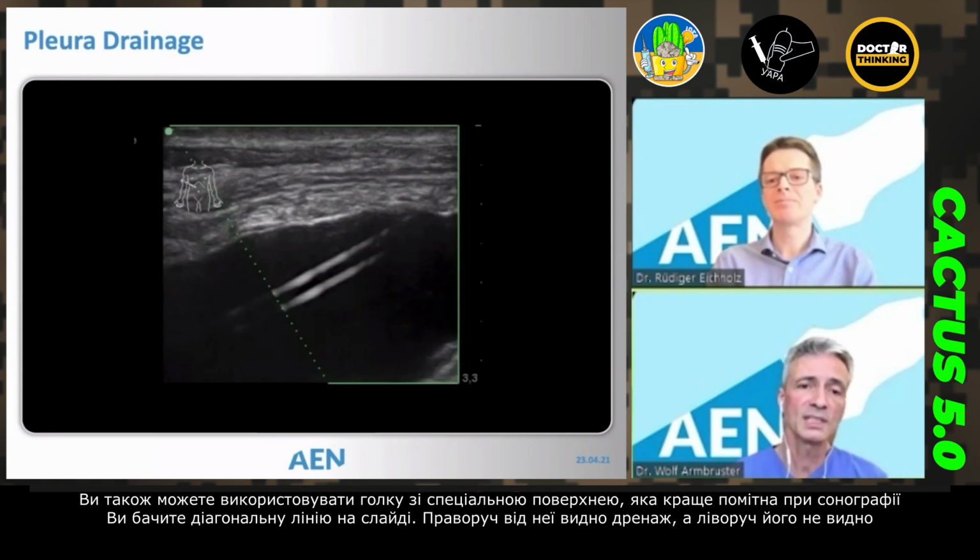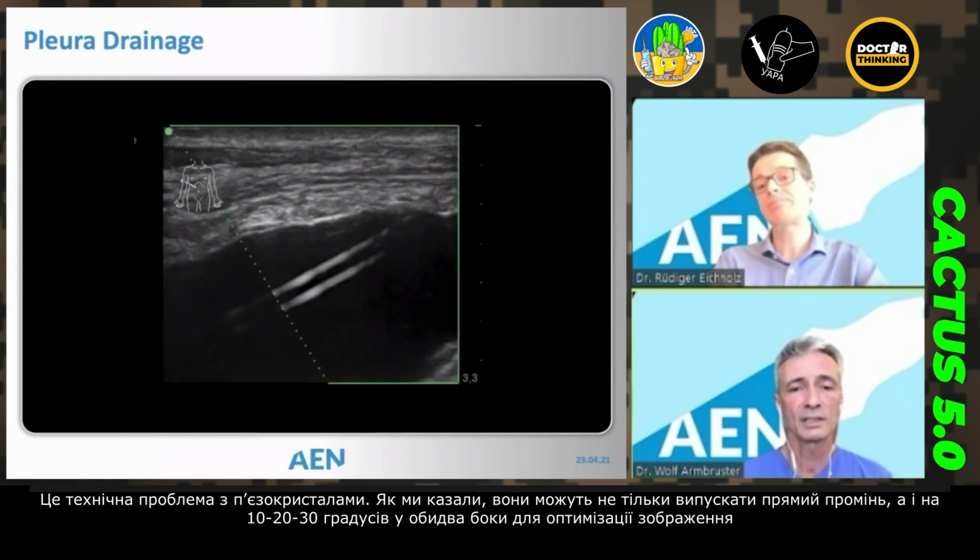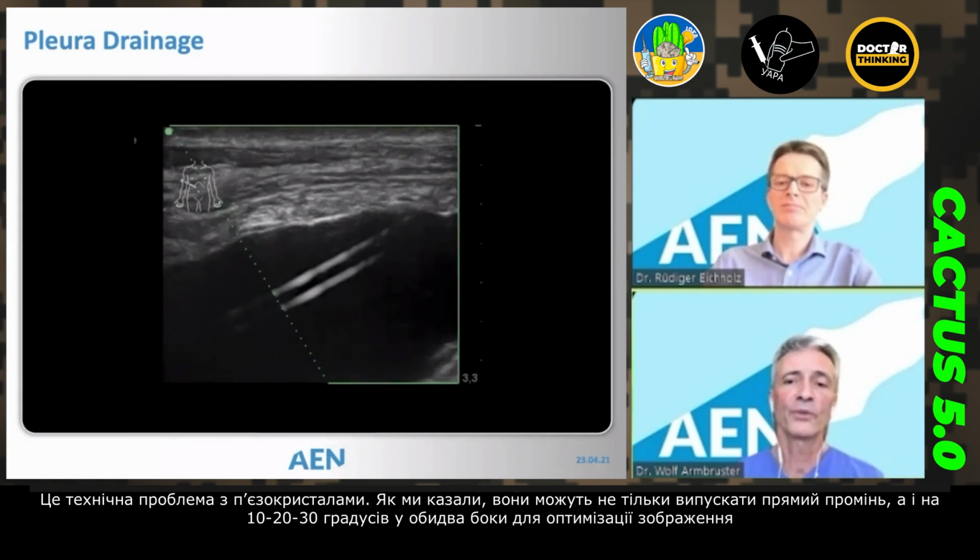With a tool of many ultrasound manufacturers, you see a diagonal line in the picture. On the right side of that line, you visualize the drain easily, and on the left side, it is almost invisible. That's a technical issue with the piezo crystals or the apertures. As we said before, in the physics information, they don't just send the beam straight, but can in every impulse also send it at 10, 20 and 30 degrees to one and the other side to optimize the picture.